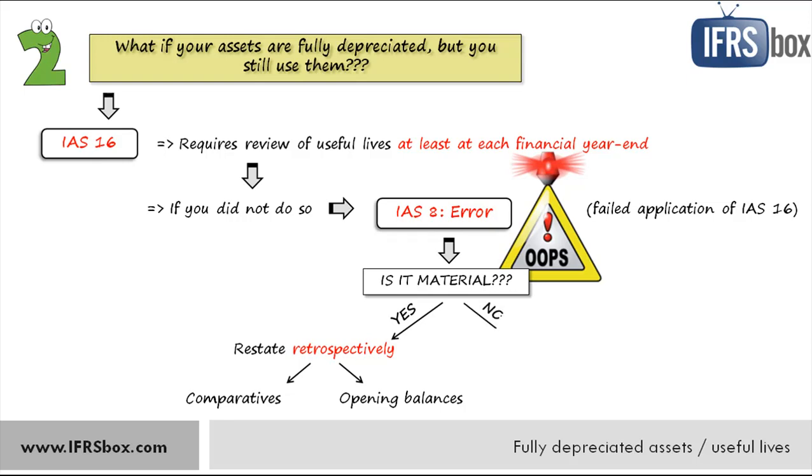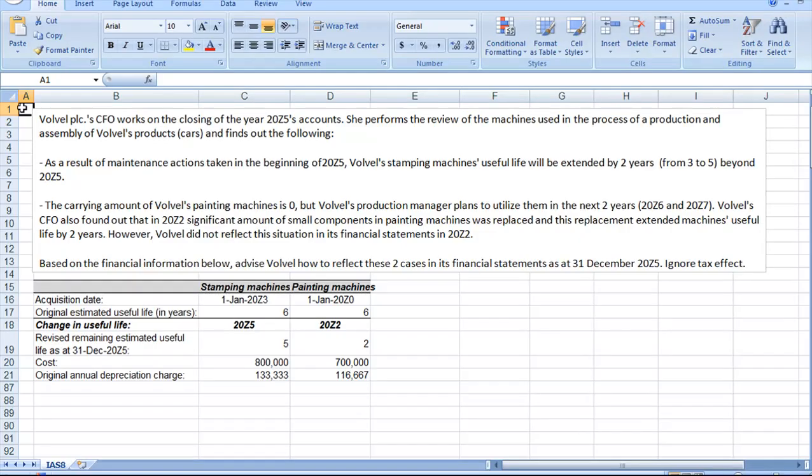If the error is not material, then you just correct it in the current reporting period. So now you get a picture, and let's take a look at some numbers. So here's our case study. Volvo plc CFO works on the closing of the year 2005's accounts.